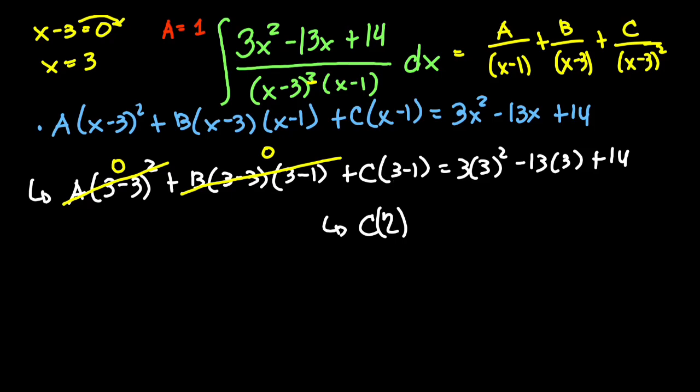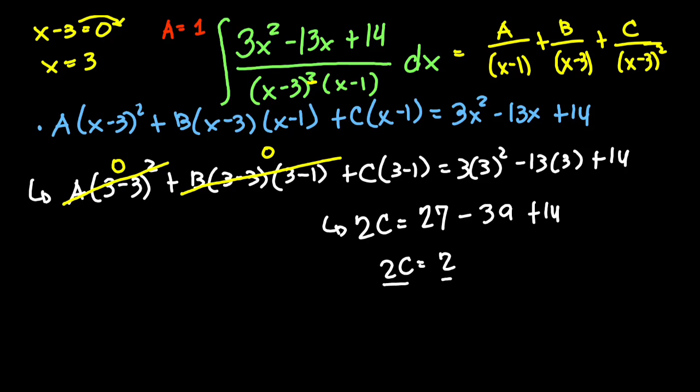So this would be c multiplied by 2 or 2c equal to 3 squared is 9 multiplied by 3 would be 27 minus 13 multiplied by 3 would be 39 plus 14. And so 2c right here would be equal to simply 2. So divide both sides by 2. You would have a value of c equal to 1 also.